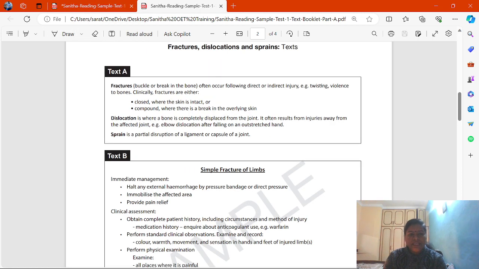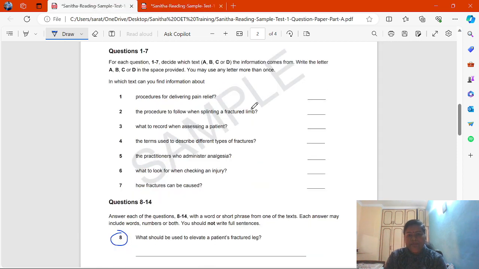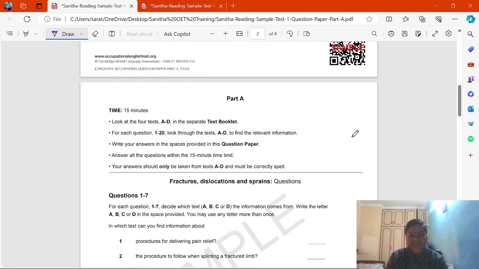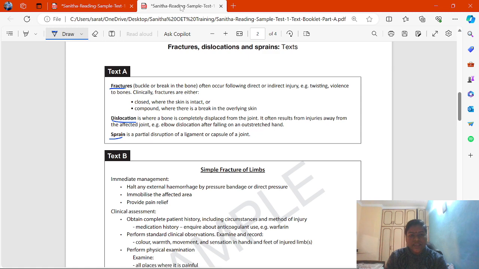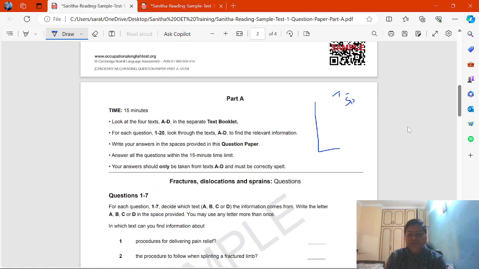Second one is here, Test A. These are the titles. There is no need to read all the sentences. Just read the titles. Test A is discussing fracture, dislocation, and sprain, and you will get a pencil. So you have to write somewhere in the question paper, not here. Here there is a small space. Small Test A: sprain, dislocation, and fracture.